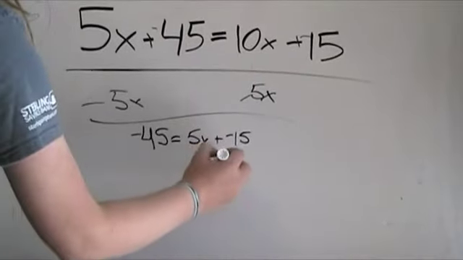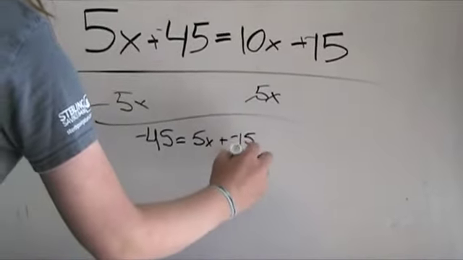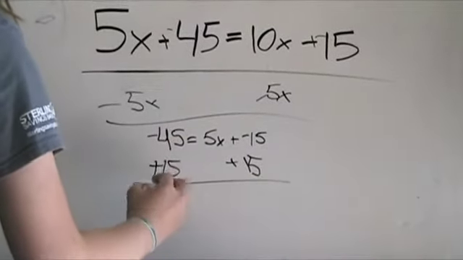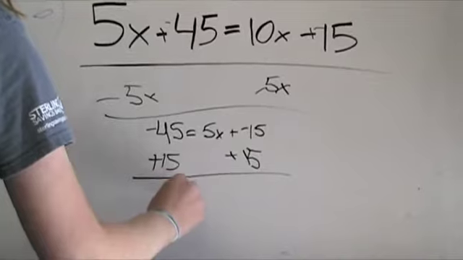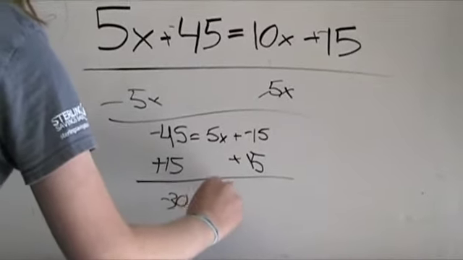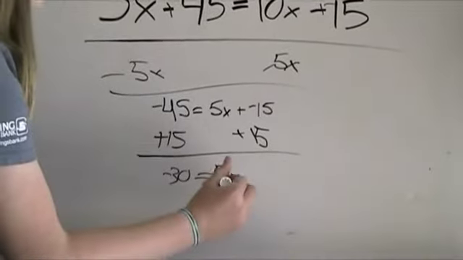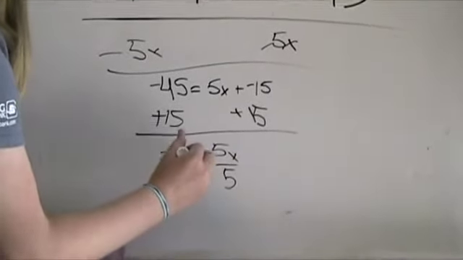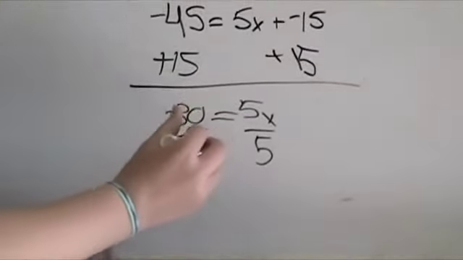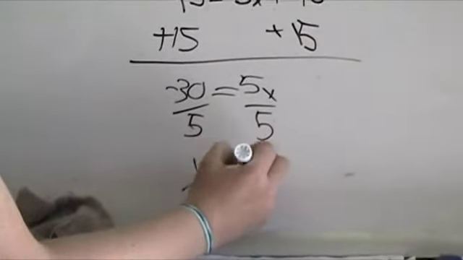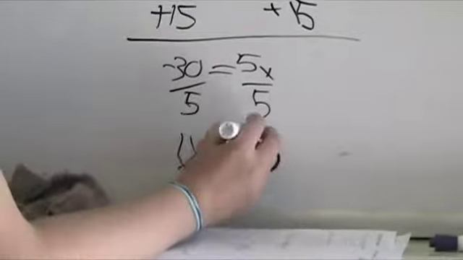Now I'm going to add 15 to each side. And that's going to be negative 30 equals 5x. Now, divide by 5, each one. And you get x equals negative 6 for your answer.